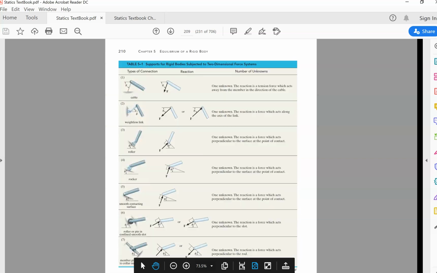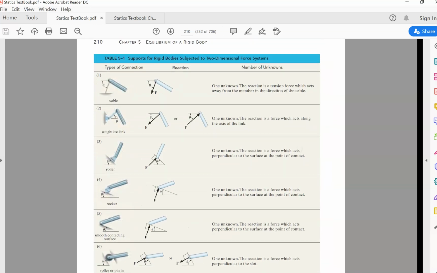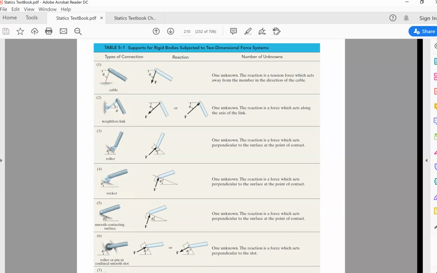I don't know whether it's bad news or good news to you, but you need to memorize table 5.1. Memorizing table 5.1 is compulsory. I repeat. Table 5.1 will show what kind of connections and how many reaction forces there will be. Example, cable, we have 1 force. Weightless link, we have 1 force. Roller, we have 1. Rocker, 1. What's the difference between roller and rocker? A roller allows the object to move laterally or horizontally, it rolls over, but a rocker will just shake, sort of in the same position, but it allows it to rock.